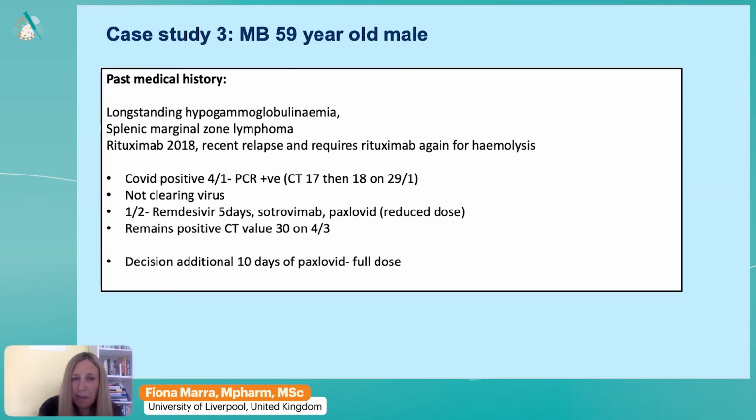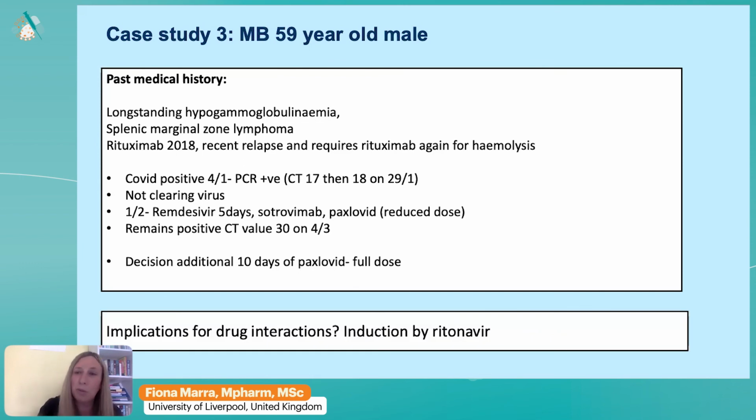On the 1st of February, we gave him remdesivir, sotrovimab and Paxlovid at a reduced dose because he was in that CKD3 bracket, but he remained positive with a CT value of 30 on the 4th of March. So we looked again at this patient. He was just on the cusp of CKD3, so we decided to go for the full dose. So we looked at the data on nirmatrelvir, and we were happy that, because he was very close to the margin, to go with the full dose, and we went for 10 days, and this patient did clear virus.